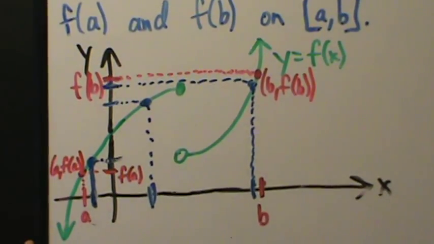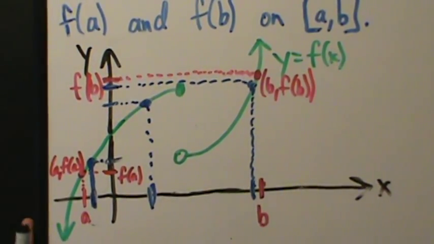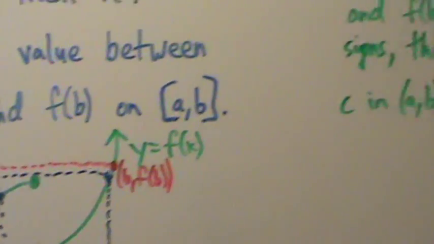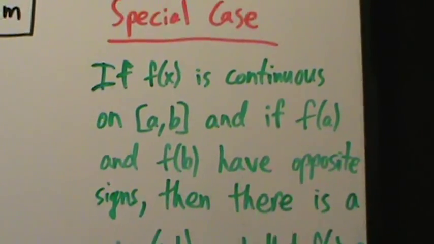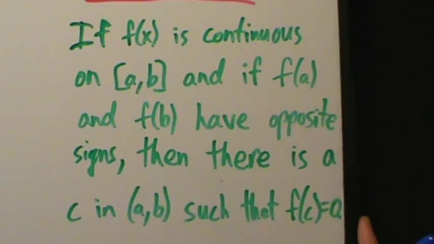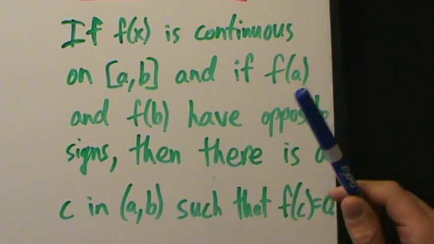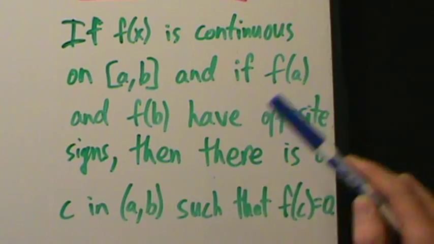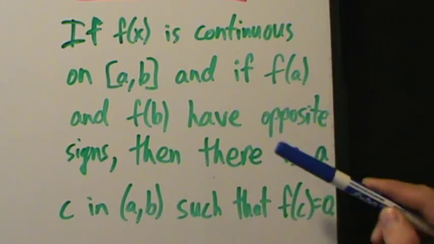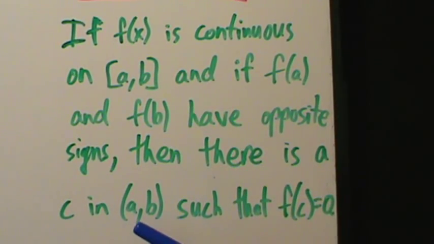So that's the intermediate value theorem in general. So now let's talk about this special case here, where it's more commonly used in calculus and things like that. So a special case: if f of x is continuous on an interval from A to B, and if f of A and f of B have opposite signs, then there is a c in this interval from A to B such that f of c equals 0. Okay? So how's that a special case of the intermediate value theorem? It almost sounds more complicated, and it just sounds more complicated because there's more to say.